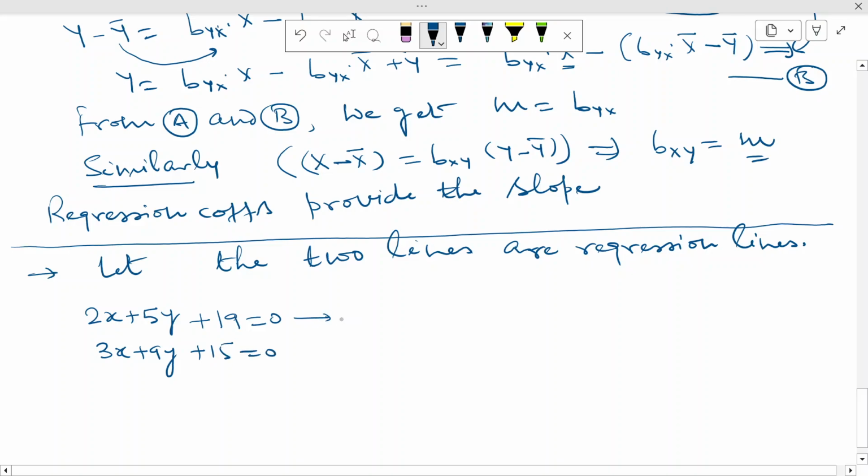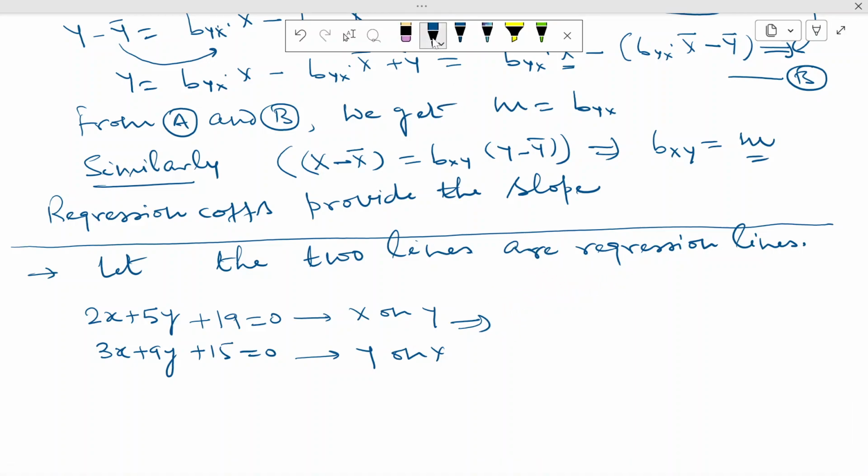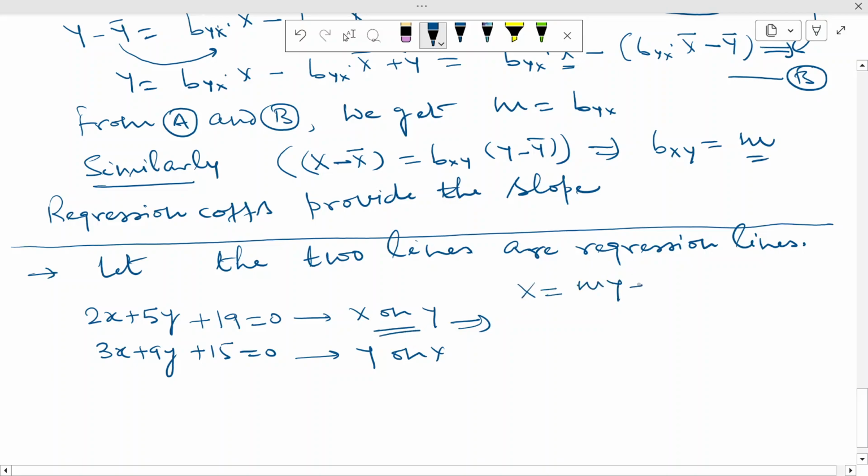So we are considering here that this is your x on y and this is your y on x. So we convert this x on y line in the form y is equals to mx plus c. And how can we do that? By simply rearranging the terms. Because we are considering this x on y, for the first line we have to convert this line into the form x is equals to my plus c.